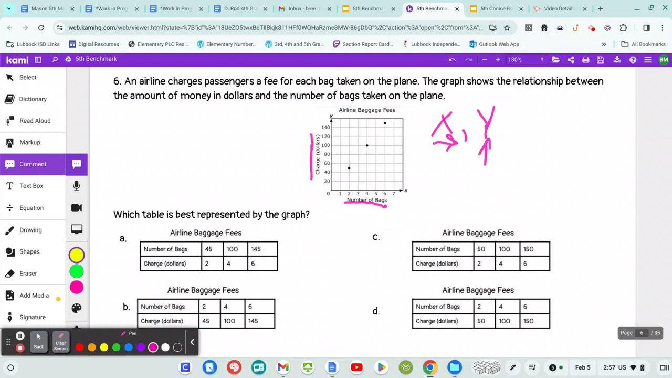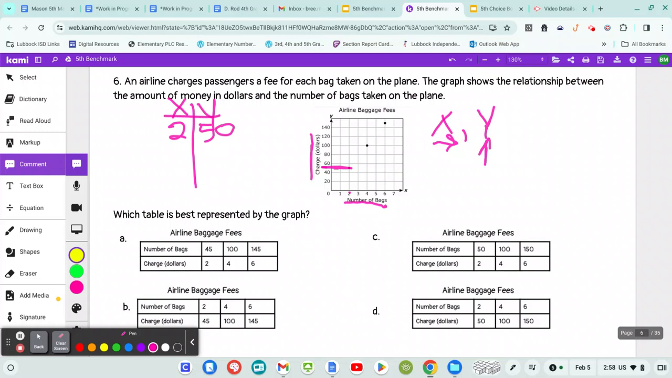Okay, so I'm going to mark down my x and my y, and I can see we went over 2 and we went up. Oh, this one's floating. How do I know what to do if it's floating in the middle? Well, if I'm counting by 20s here, halfway between 40 and 60 would be 50.